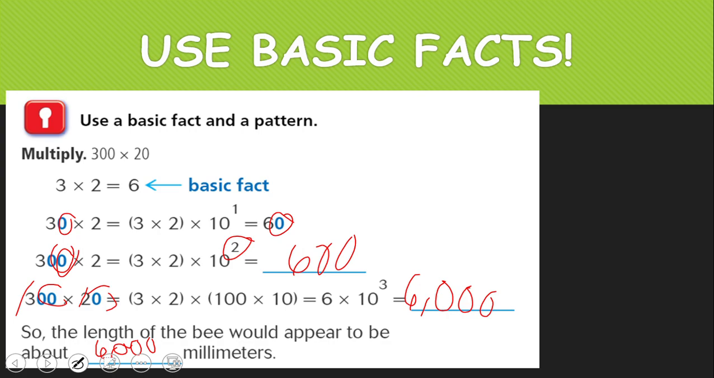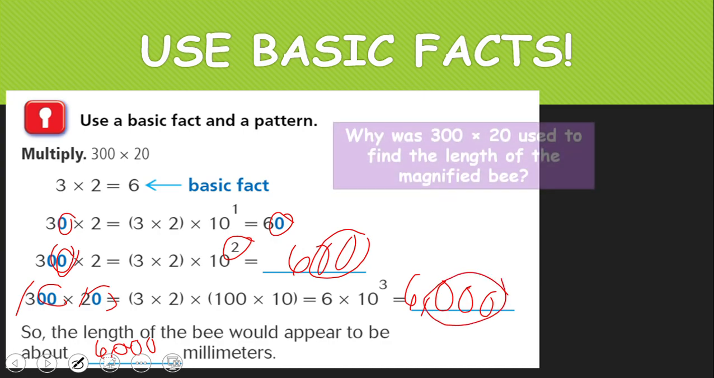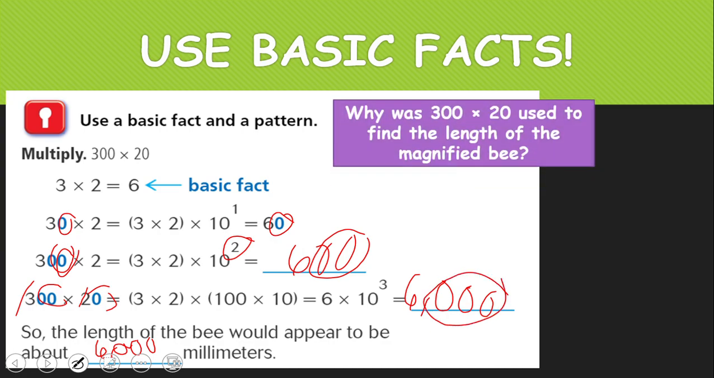I hope you're noticing some sort of pattern that is reoccurring. Why was 300 times 20 used to find the length of the magnified bee? We kind of talked about it. The reason why we use this is because the actual size of a bee is 20 millimeters, my apologies. But we wanted to magnify it 300 times. So that is why we multiplied it.